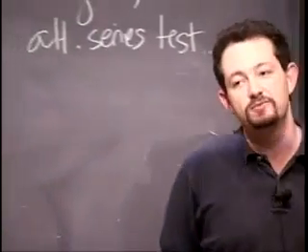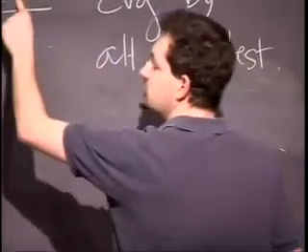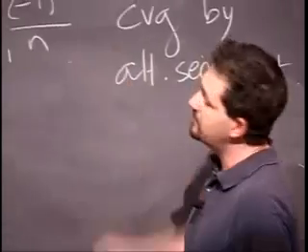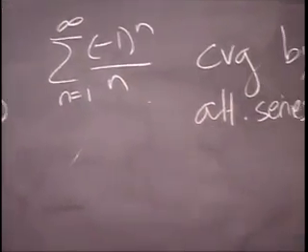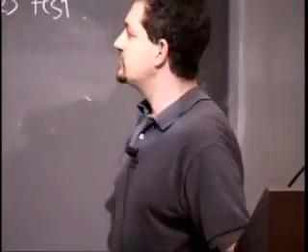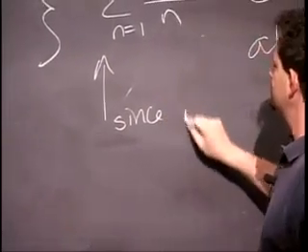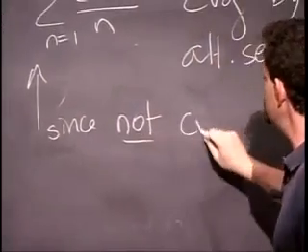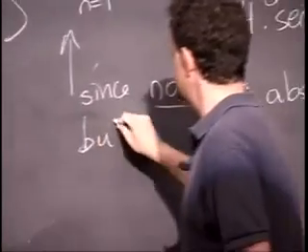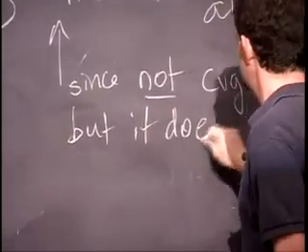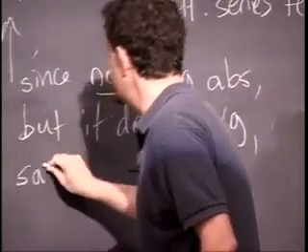Now, we know it does not converge absolutely, because we looked at it before. We said if it weren't for the minus 1 to the n, if that was just a 1 on the top, it would diverge. And yet, with the minus 1 to the n, it converges by this test. So we say, since it does not converge absolutely, but it does converge, we say it converges conditionally.